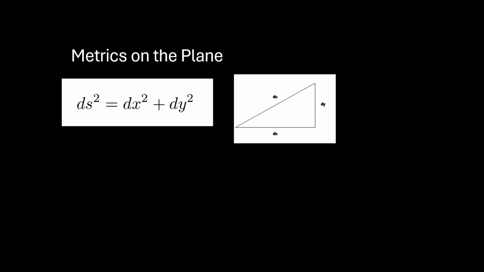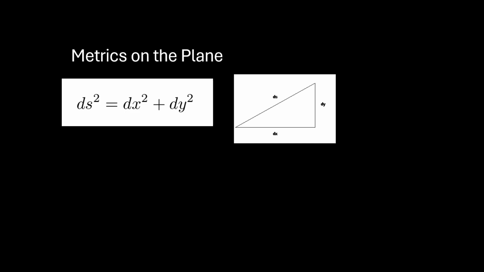Let's look at metrics on the plane, the Euclidean plane. The Euclidean metric is based on the Pythagorean theorem. The square of the length of distances between points is equal to the square of the difference of the x values plus the square of the difference in the y values. And you can depict that with the right triangle, and this is the well-known Pythagorean relation.